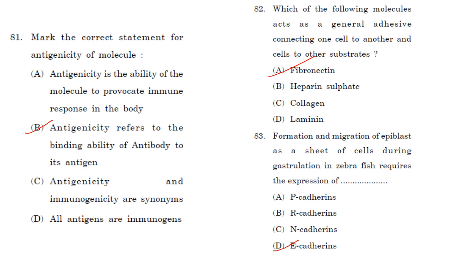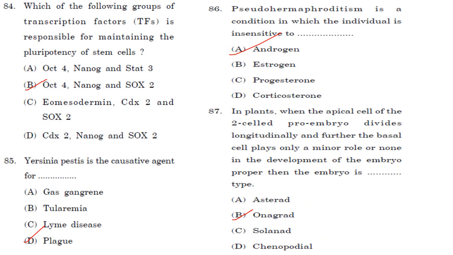Which of the following molecules act as general adhesive connecting one cell to another and cell to other substrates? It is fibronectin. Answer is option B. Then next one. Formation and migration of epiblast as a sheet of cells during gastrulation in zebrafish requires the expression of E cadherins. Answer is option D. Then, which of the following groups of transcription factors is responsible for maintaining the pluripotency of stem cells? It is OCT4, NANOG and SOX2.